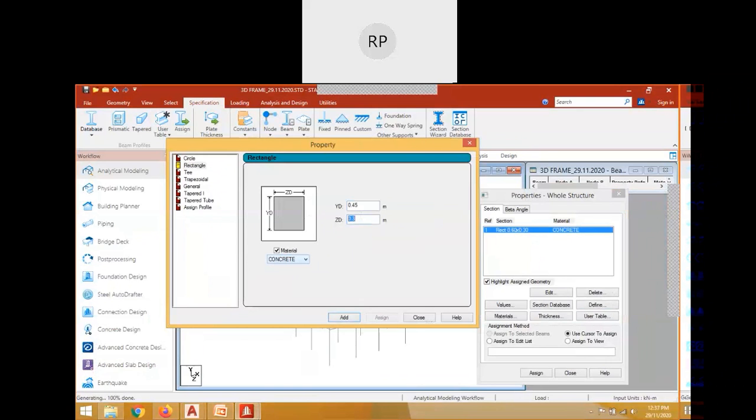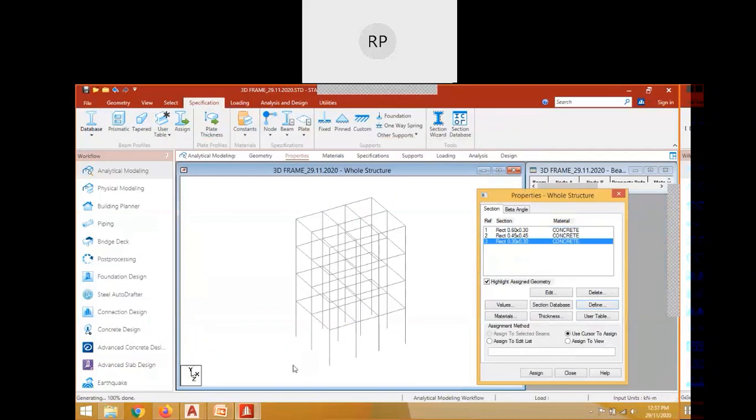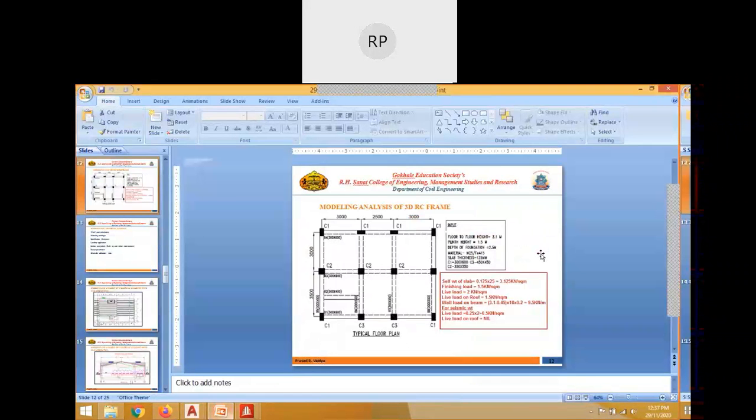Now the second, I will keep 450 by 450 as a column, 0.45, 0.45, say add, and then the last one is 0.3 by 0.3, say add, right? So all three properties are added. So that's all for the column. Say close. Now we'll look at the beam.